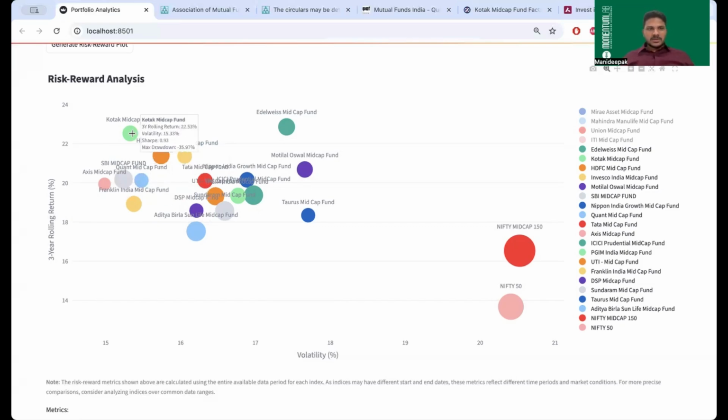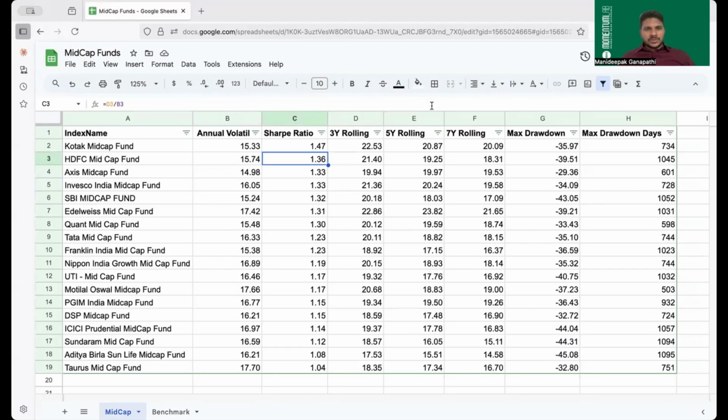So I'll pick Kotak Midcap Fund to begin with and see how it is faring against the benchmark, both Midcap 150 and Nifty 50. So here are the same list of funds in a tabular format. As you can see, we've put 3-year rolling returns, 5-year rolling returns, 7-year rolling returns, the max drawdown and the max drawdown days, along with annual volatility and the Sharpe ratio.